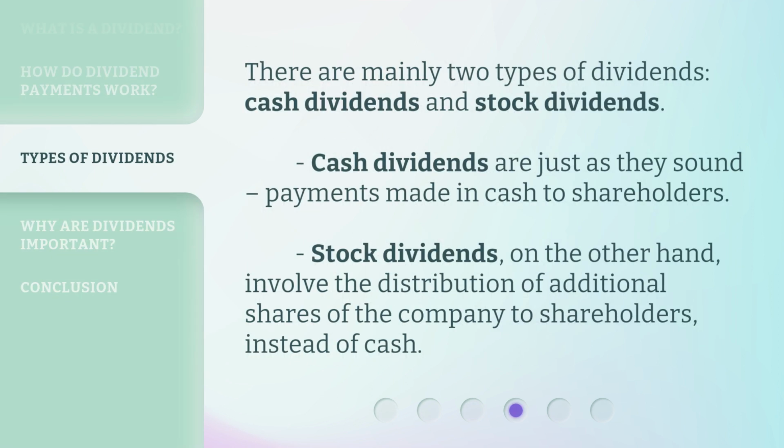There are mainly two types of dividends: cash dividends and stock dividends. Cash dividends are just as they sound, payments made in cash to shareholders. Stock dividends, on the other hand, involve the distribution of additional shares of the company to shareholders, instead of cash.